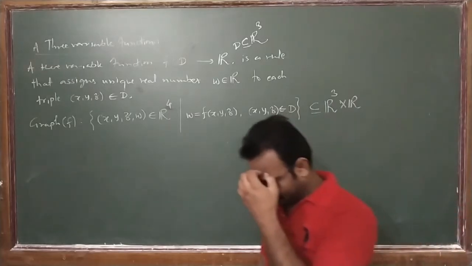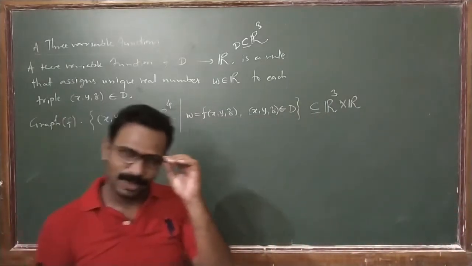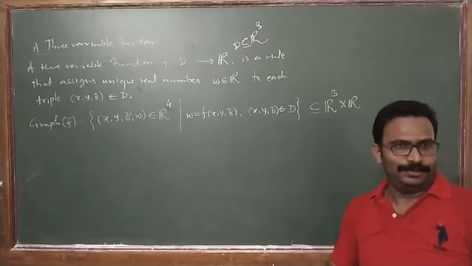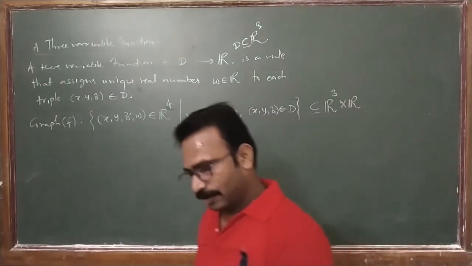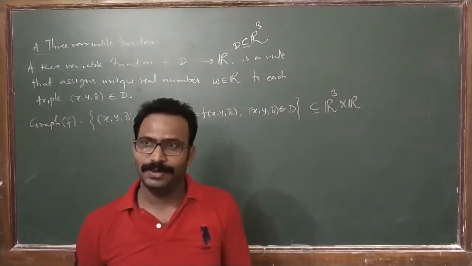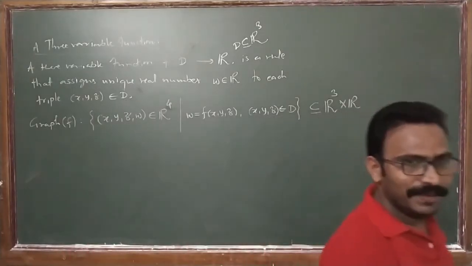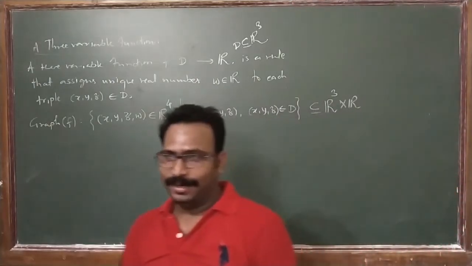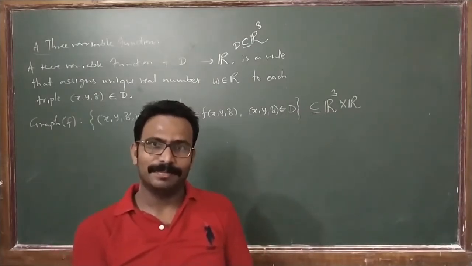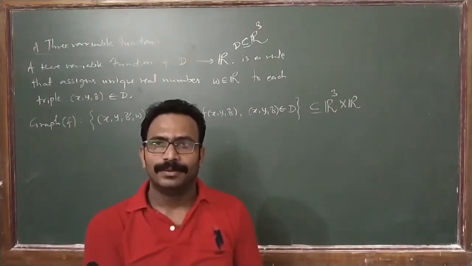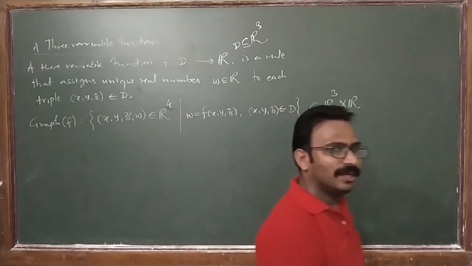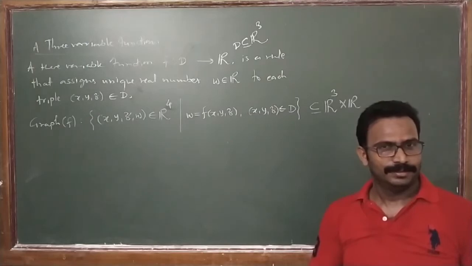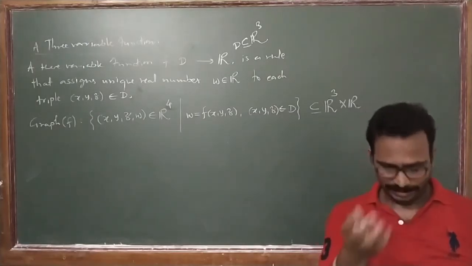So it is beneficial for us, because we cannot draw a graph in R4. If we want to study the graphs of three variable functions, we can study them from their level surfaces. What happens to these graphs in their domain? What are those points which are going to the height f of x, y, z equal to k? So we can study in this way.